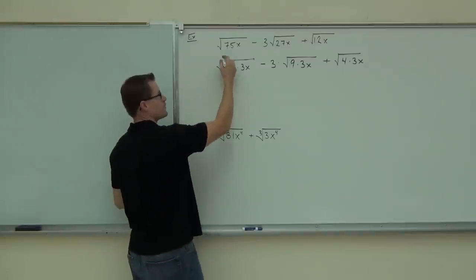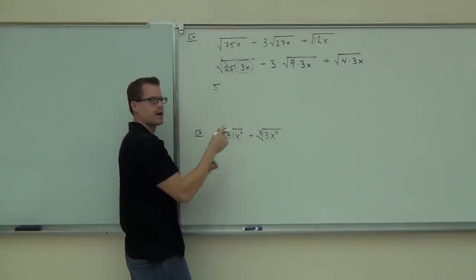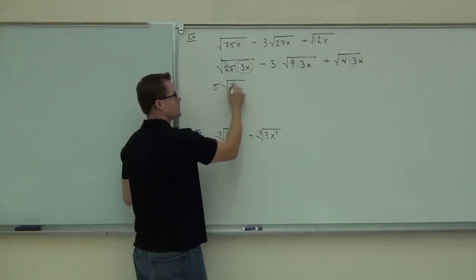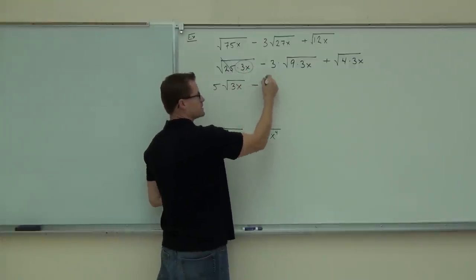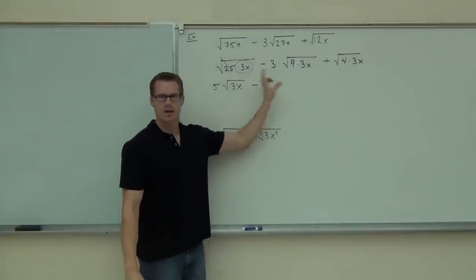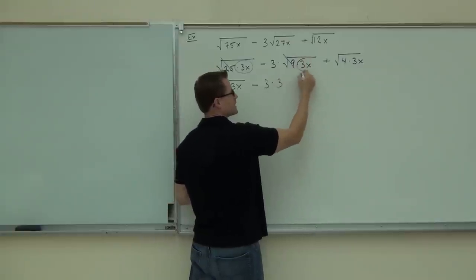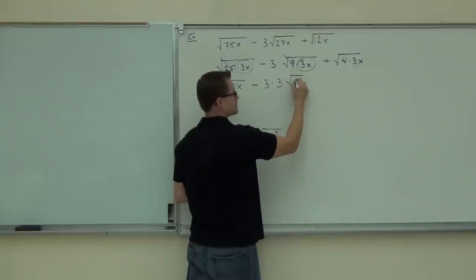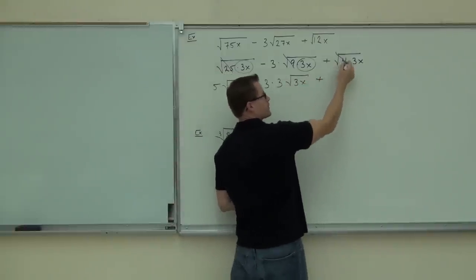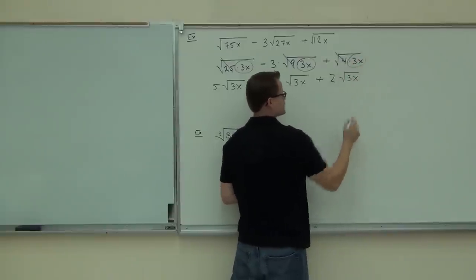So we're going to cross out 25 and put a what, folks? And the 3x, I can't do anything with that. That's not a perfect square. The power is less than the root here, so I'm going to get the square root of 3x. Minus, I do have a 3 out here being multiplied. That 3 is going to be there, being multiplied by whatever else I get. Now, the square root of 9 gives you a 3. But again, I get a square root of 3x. Plus, the square root of 4, I know that thing is 2. And lastly, I get a square root of 3x.